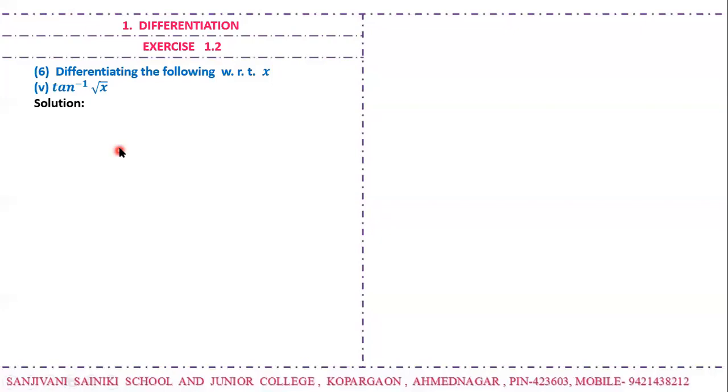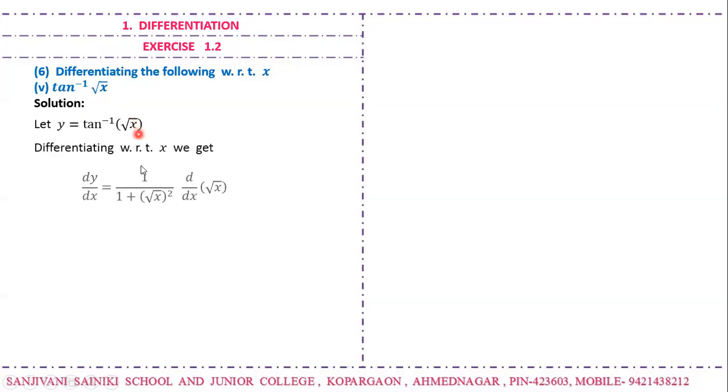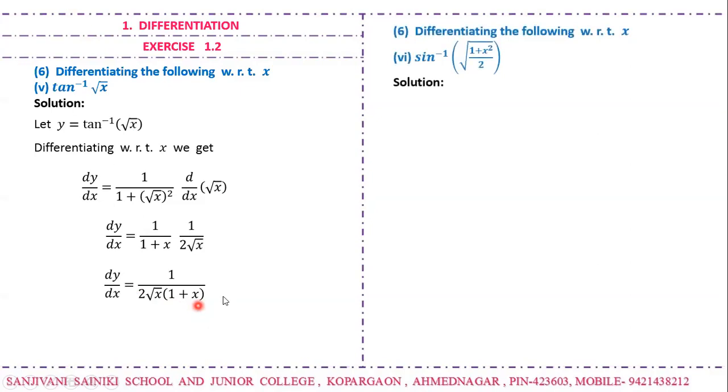Next example, tan inverse of root x. So tan inverse of f of x is 1 upon 1 plus f of x square into f dash of x. Root x square is x, and d by dx of root x, its derivative, is 1 upon 2 root x. Just simplify and rewrite it: 1 upon 2 square root of x in bracket 1 plus x.